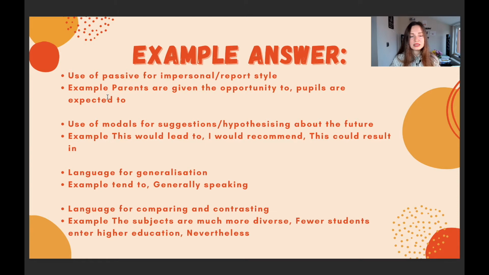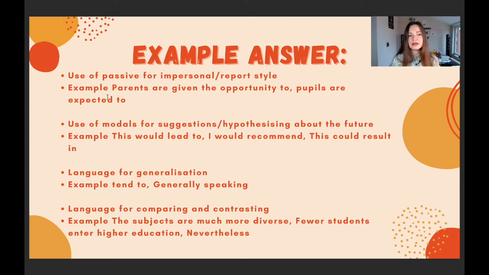Instead, you can see that it's more important to deep dive into the use of passives, the form, and also the use of modals. And in this case, we can see that use of modals for suggestions and hypothesizing about the future could be relevant. An example, this would lead to, I would recommend, this could result in. These are really good examples to relate to the feature that you mentioned. Language for generalization, as I previously mentioned, example might be tend to, generally speaking.